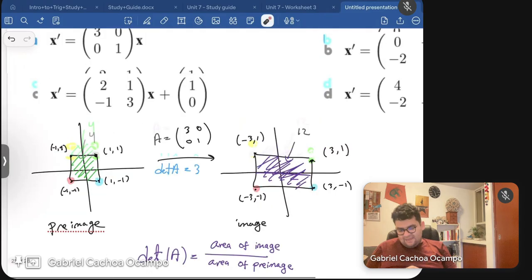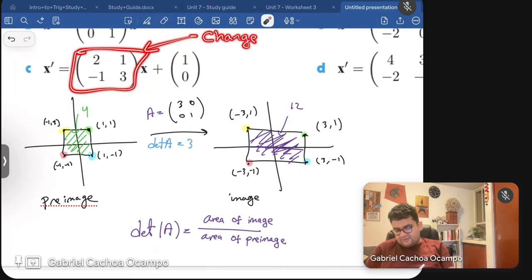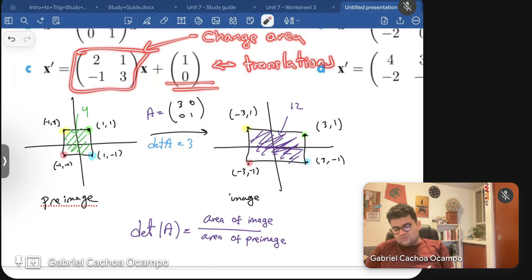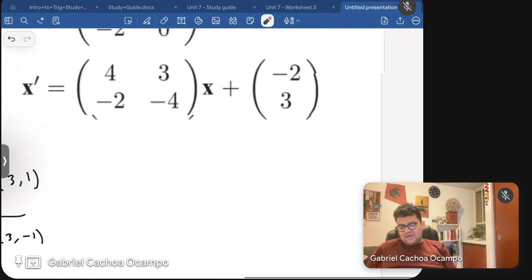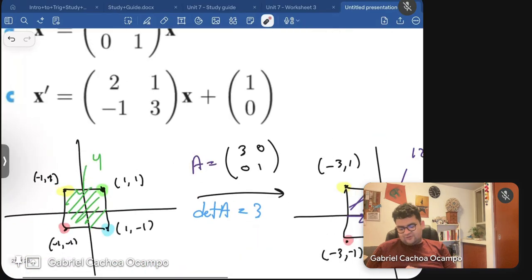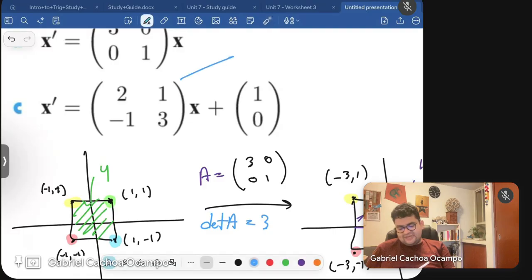Okay, and what happens for this type of transformations? So here I have a matrix. So this is going to change the area. This matrix is going to change area. But this vector is a translation. Translations are called rigid motions because a translation does not change the area. So if I would like to ask you, how is the area going to change of this square after doing this transformation? The only thing that you need to do is find the determinant of the matrix.